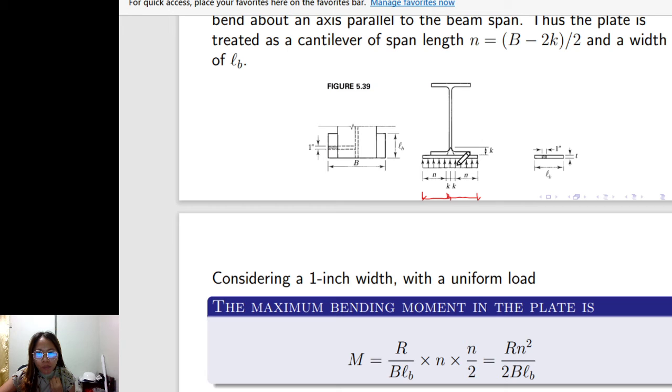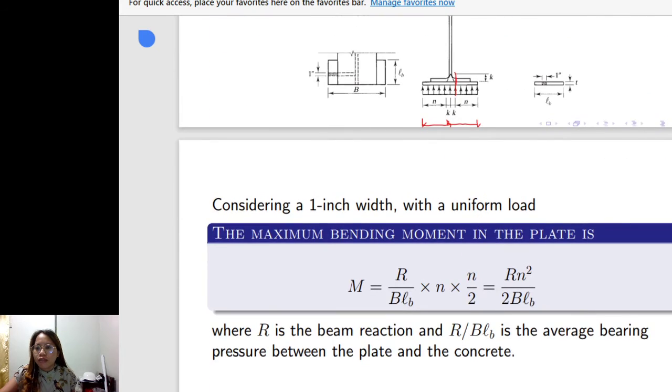All right, because the critical part here is actually this one, at k distance. I mean, this is the critical part. So actually this moment is derived, you have the reaction R due to the load in the beam.